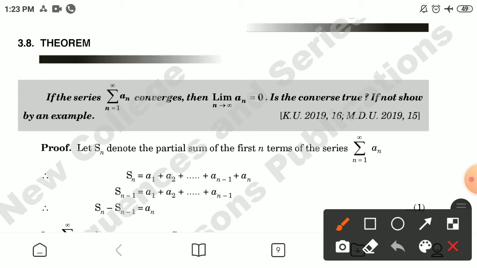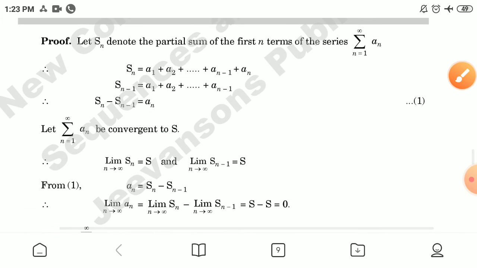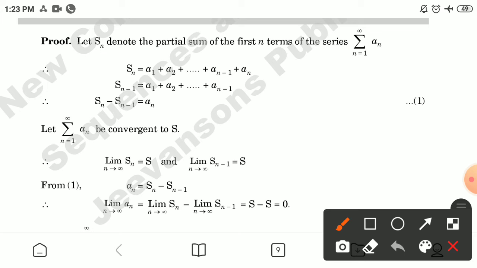Now the next theorem: if the series Σan converges, then the limiting value of an as n tends to infinity is equal to 0. Is the converse true? If not, show by an example. For the proof, let Sn denote the partial sum of the first n terms of the series Σan. Therefore Sn can be written as the sum of the first n terms. Sn−1 is written as the sum of n−1 terms, and therefore their difference is equal to an, marking this as 1.